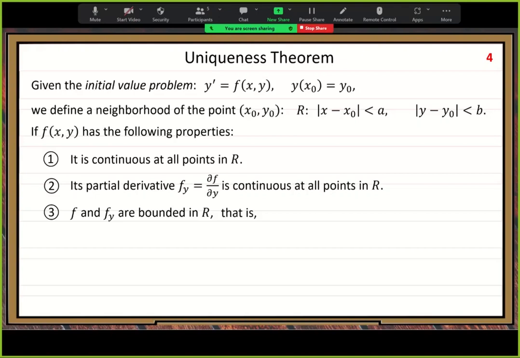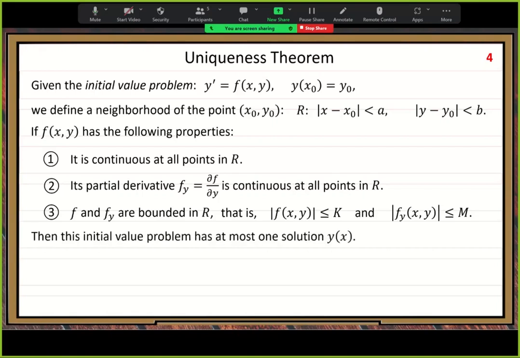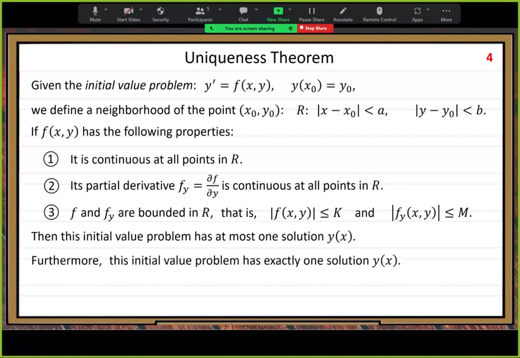So these two inequalities, K and M here. Conclusion: then this initial value problem has at most one solution. The previous one was at least one, here it is at most one. Previous one greater than or equal to 1, this one less than or equal to 1. Both true means exactly 1.